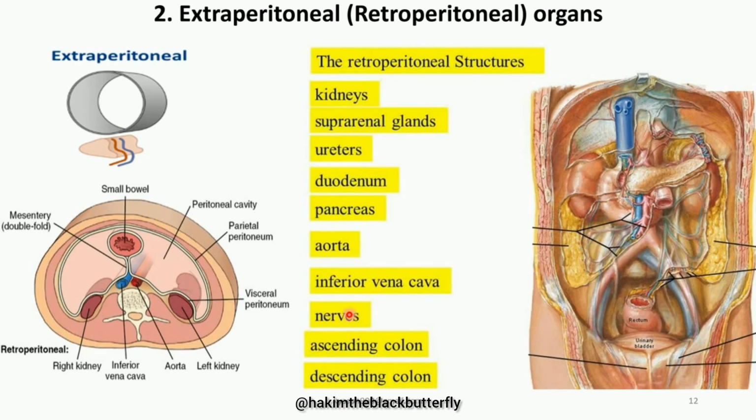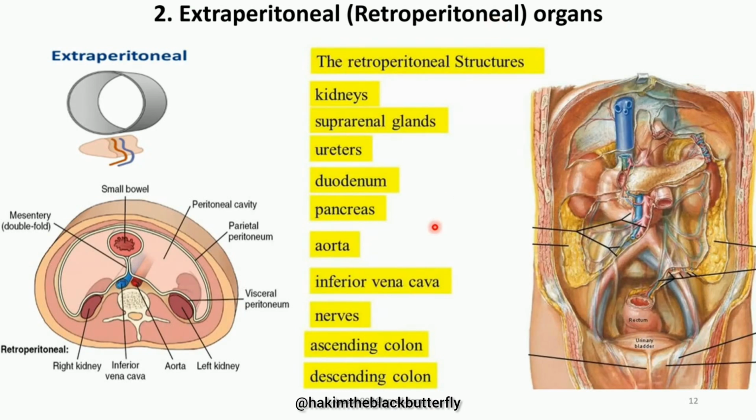There are also many nerves, neural structures. The ascending colon is supposed to be here. It's also retroperitoneal. It's tethered directly to the posterior abdominal wall. The descending colon is also tethered directly onto the posterior abdominal wall. So these structures, we call them retroperitoneal structures. They are close to the back, not to the anterior abdominal wall.